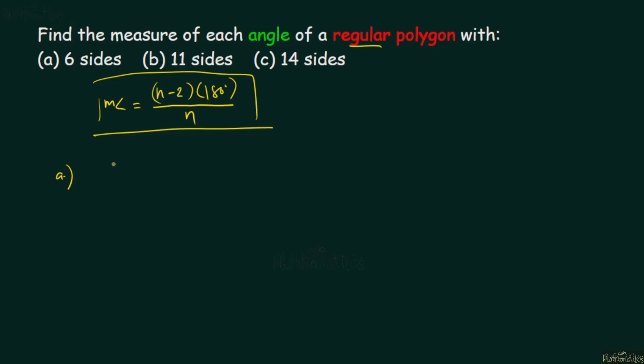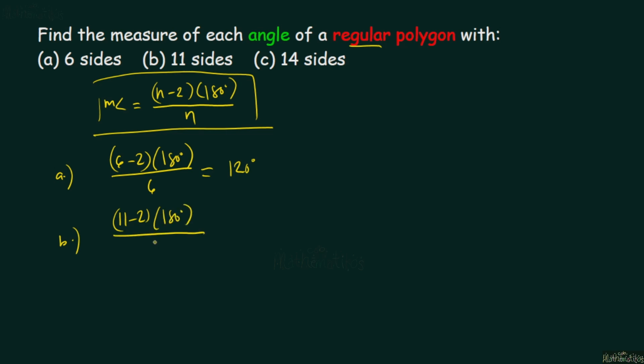So for letter A, we have 6. So 6 minus 2 times 180 degrees over 6. So the measure for each angle is equal to 120 degrees. For letter B, we have 11. So 11 minus 2 times 180 degrees divided by 11 is equal to 147 and 3 over 11 degrees.